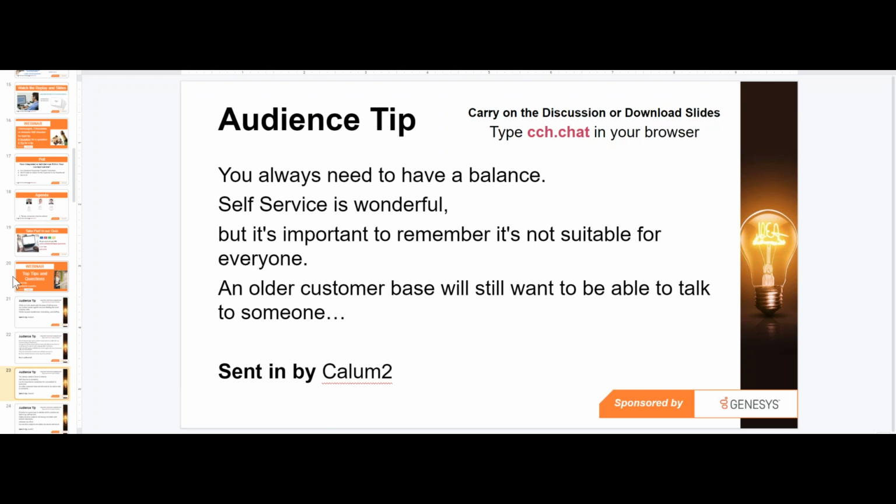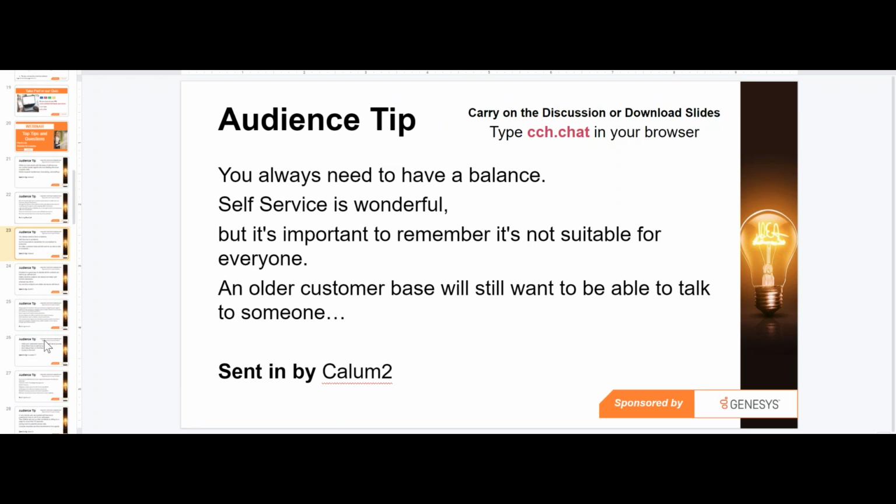Yeah, absolutely. And we have another tip now from Callum, who says, you always need to have a balance. Self-service is wonderful, but it's important to remember it's not suitable for everyone. An older customer base will still want to be able to talk to somebody. I think this is a very, very good tip. What are your thoughts on this one, Paul?